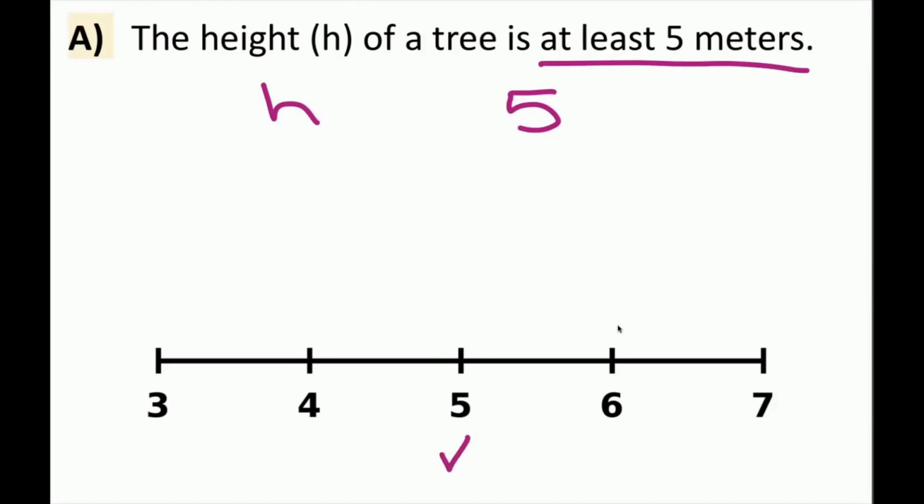Can it be 4 meters? Nope, it has to be at least 5. Can it be 6? Yep, it can be more than 5 as long as it's at least 5. So that means our inequality is H is greater than or equal to 5, and we have a closed circle at 5. Then we'll draw our arrow, we'll shade it in the direction of all the numbers that make it true.